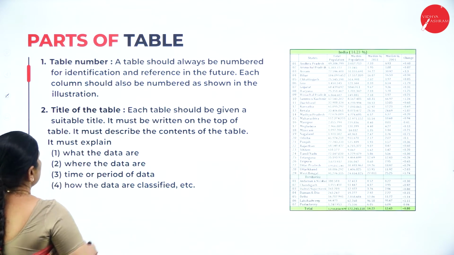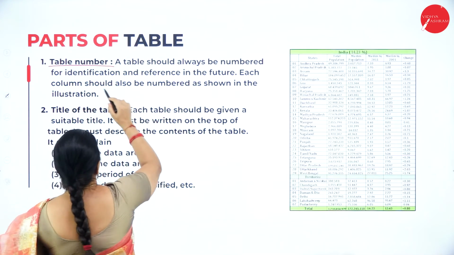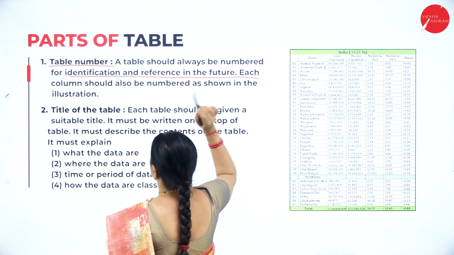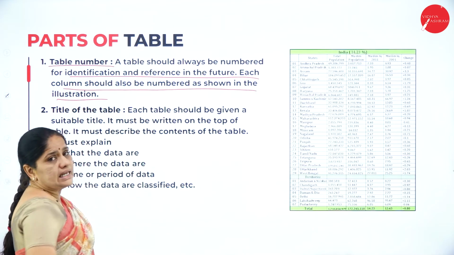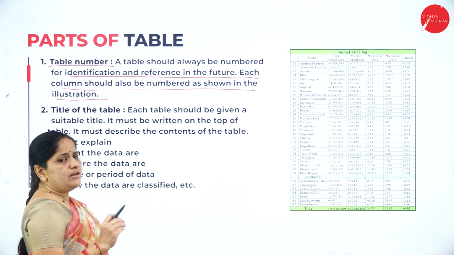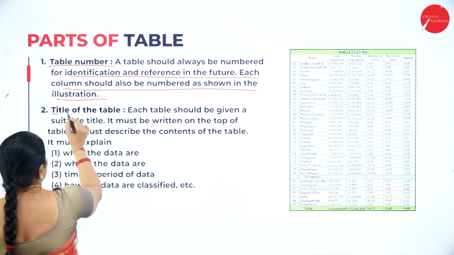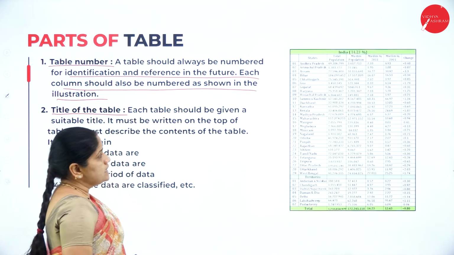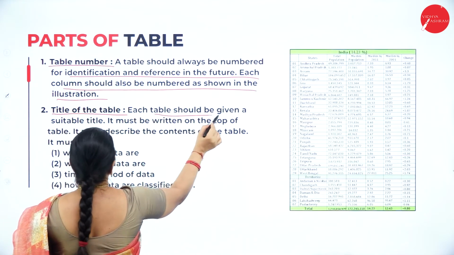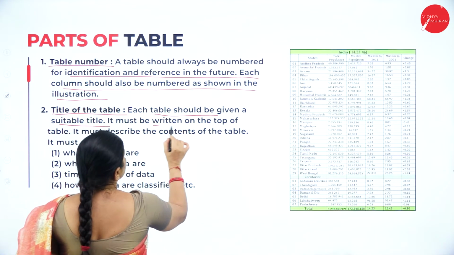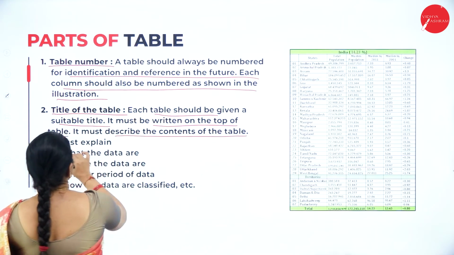Next, the table number. Again, we have an explanation here. A table should always be numbered for identification and reference in the future. Each column should also be numbered as shown in the illustration. So for the table we need to have a number, and also for each column we need to have a number. Second one is the title of the table. We need to give a title. Each table should be given a suitable title. It must be written on top of the table. It must describe the contents of the table.